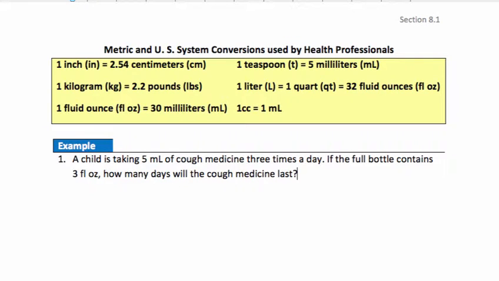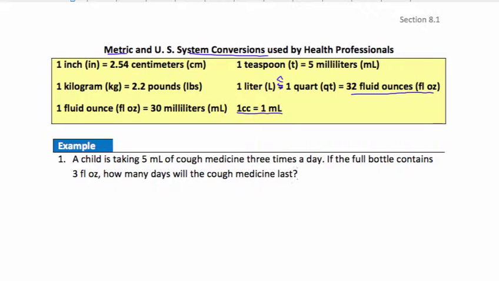Here are the conversions we're going to want to be familiar with between the metric and the US system of measure. So we have inches to centimeters, kilograms to pounds, fluid ounces to milliliters, teaspoons to milliliters, and then liter to quarts, and this is not actually precise here. Let's cross that out. This is actually just approximately equal to a quart. Very close, but approximately equal to. And then 1 quart is 32 fluid ounces. Finally, 1 cc is equal to 1 milliliter. So 1 cubic centimeter and 1 milliliter are the same thing.